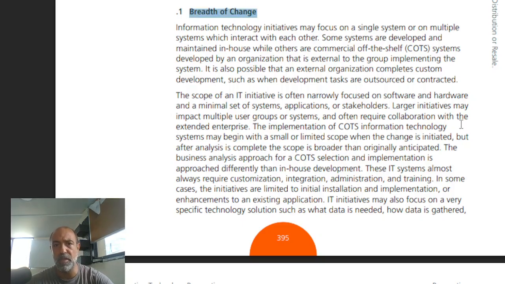Some systems are developed and maintained in-house, while others are commercial off-the-shelf systems. COTS systems, like you either kind of like get a software engineer to build it, or you bring somebody that has built one before and you use it. If you look at your computer and you're using Microsoft, instead of you building basically an operating system on your computer, you kind of are using what Microsoft has built. It is also possible that an external organization completes custom development, such as when development tasks are outsourced or contracted.